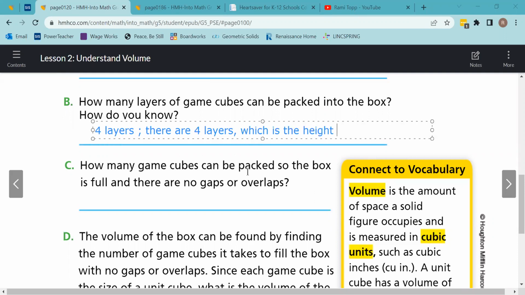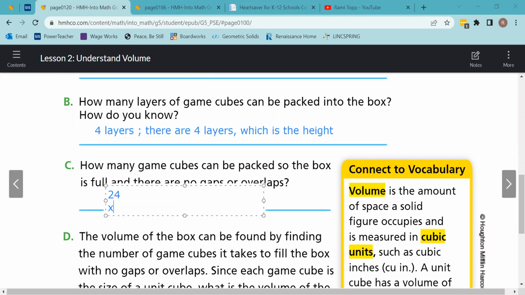Letter C, how many game cubes can be packed so the box is full? Well, we've got that 8 by 3 on the bottom, right? That's 24. So whatever 24 times 4 is, do a little bit of writing here. 16, 4 times 2 is 8, plus 1 is 9. So my answer here would be 96 game cubes packed in that whole box.